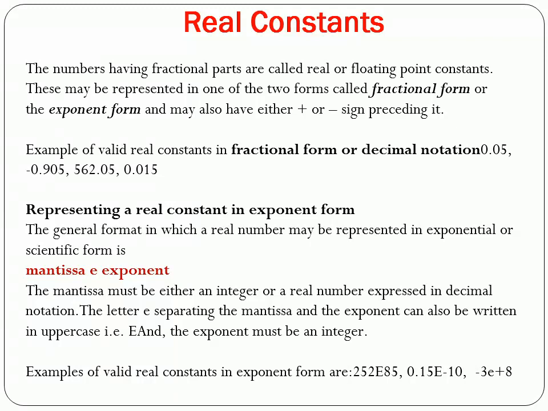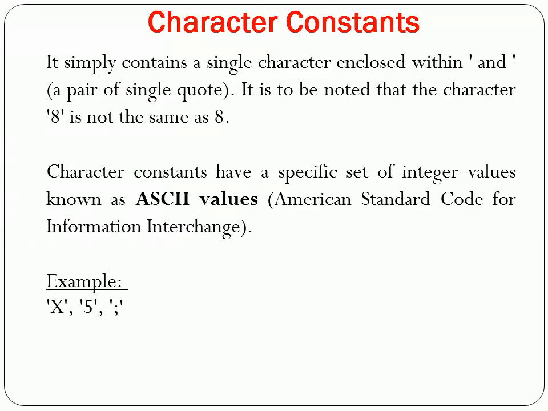The general format in which a real number may be represented in scientific form is mantissa e exponent. Here, mantissa and exponent must contain an integer value, and the letter e separating the mantissa and the exponent can be written in uppercase or lowercase. Here we have also given an example for a real constant represented in scientific form.